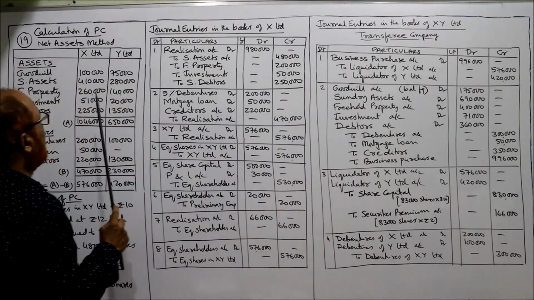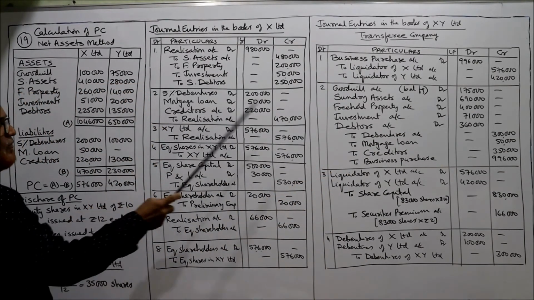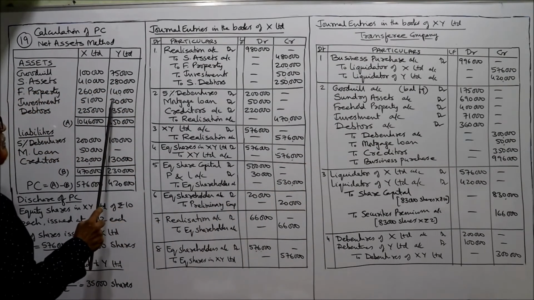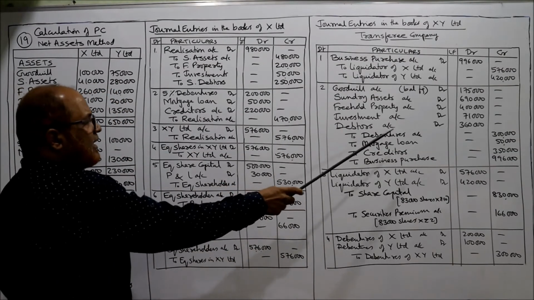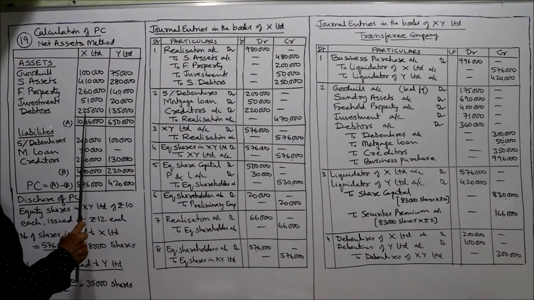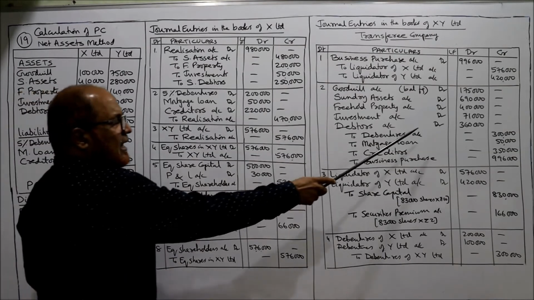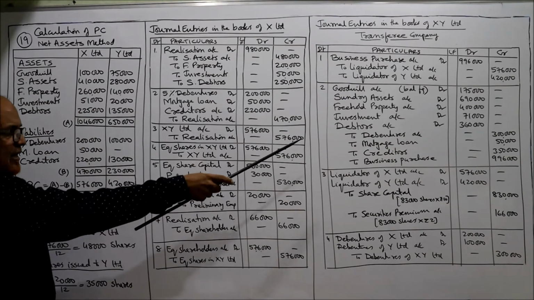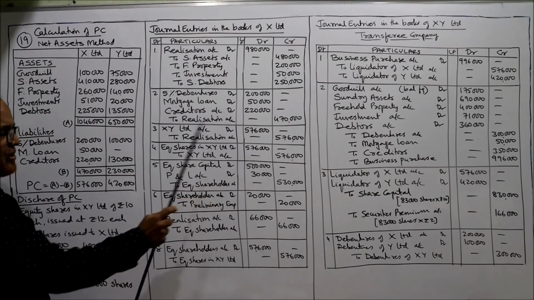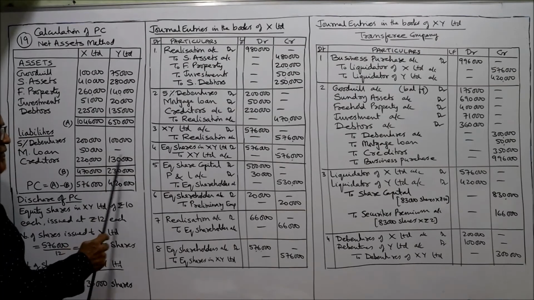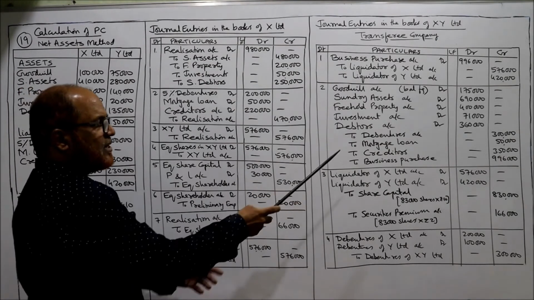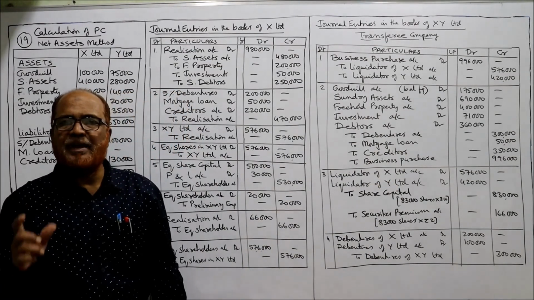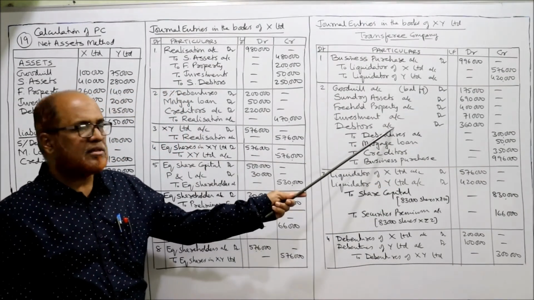Freehold property 4 lakh, 260 plus 140. Investment 71,000, 51 plus 20. Debtors 3,60,000, 225 plus 135. Debentures, add both debentures, 2 lakh plus 1 lakh, 3 lakh. Mortgage loan 50,000. Creditors 3,50,000. And business purchase 9,96,000. So being the assets and liabilities taken over, second entry.